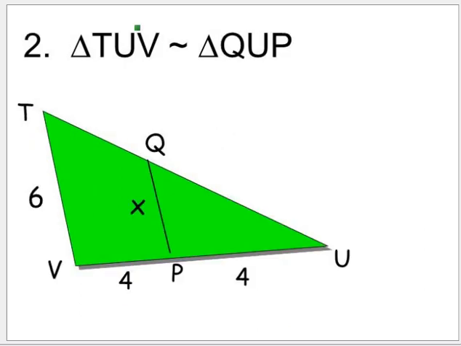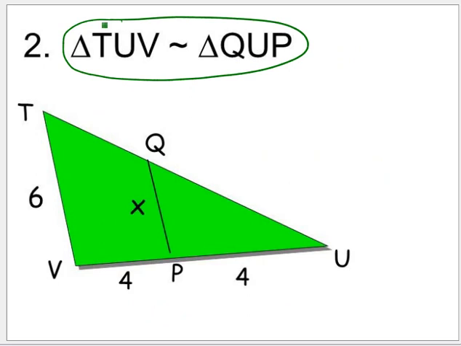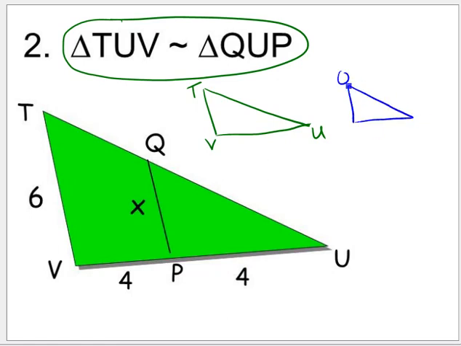This type of example, though, has the triangles embedded in each other, so I'm going to need to redraw a picture. The first picture I have, I'll just make it smaller, TVU or TUV, and the second triangle is smaller, it's QUP. I'm going to go ahead and label the sides. This has 4 right here, and this has X from my picture. TV is right here with side 6, and VU I'm going to have to get by adding those two together, so I'm going to get 8.